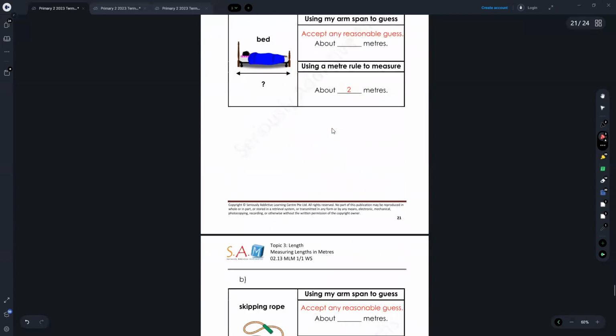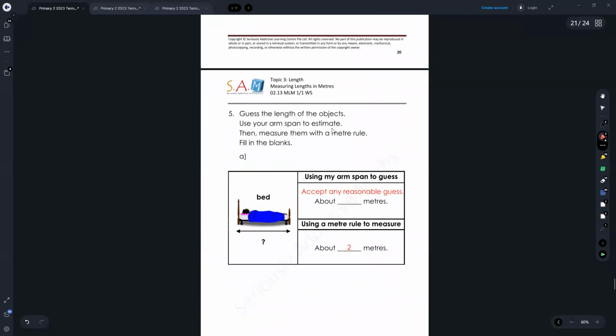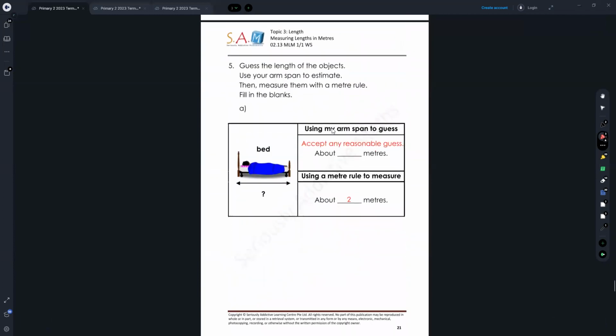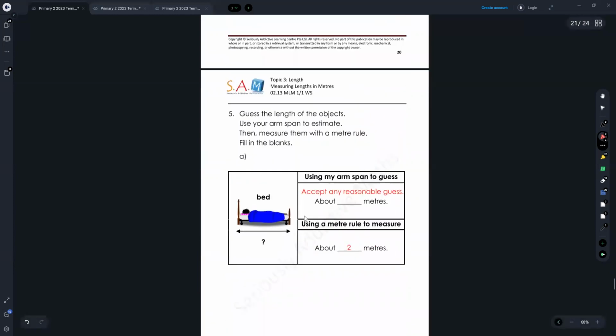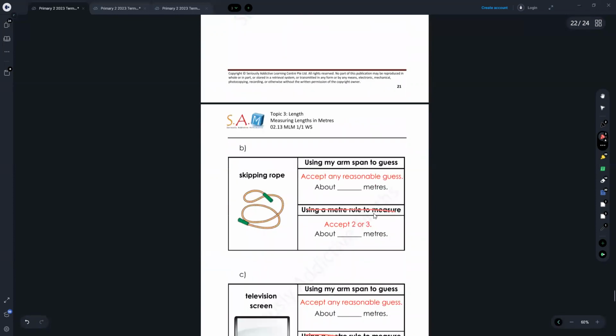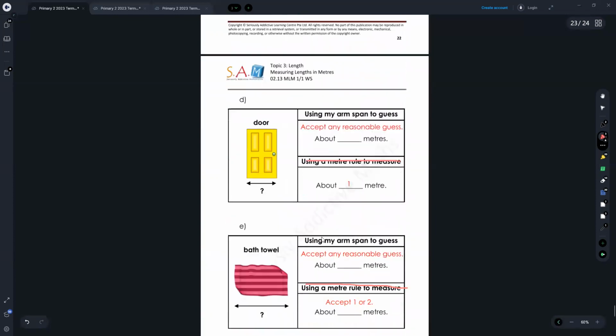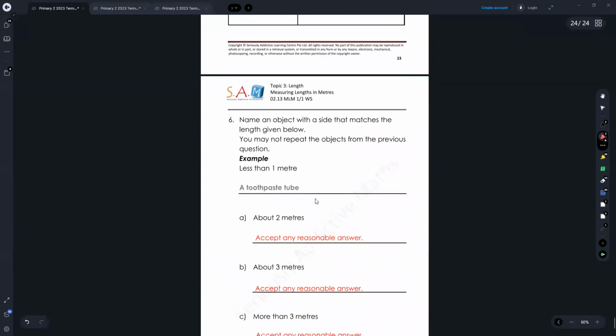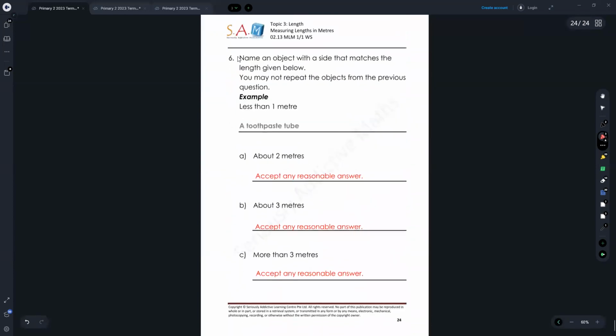And then let's see, estimate. For this question, no need to get them to use a meter rule to measure because we don't have it in class. They may not have it at home as well. So you can actually get them to strike off. Doesn't matter. And then this one can be done at home.